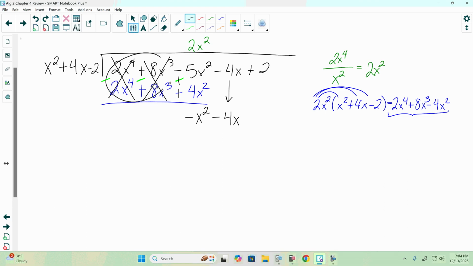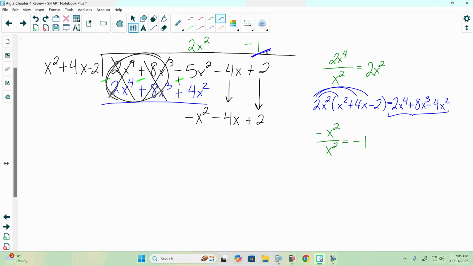Now, incidentally, because again, 2 canceled out, what we have underneath next only has 2 terms. We needed to have 3. So in order to have 3, we bring down the next term, plus 2. And we do this process again. Biggest term inside is negative x squared. Biggest term outside is x squared. So negative x squared divided by x squared is going to be negative 1.